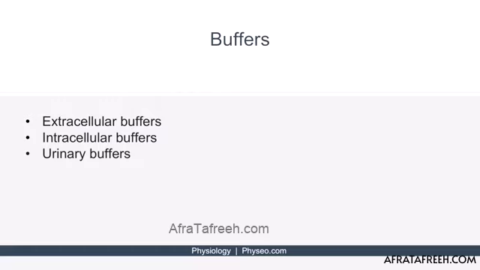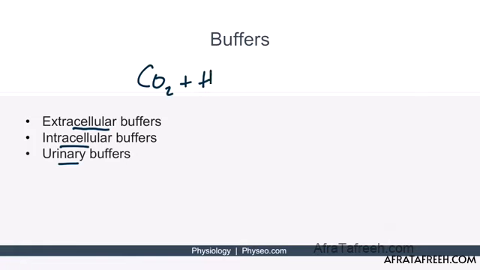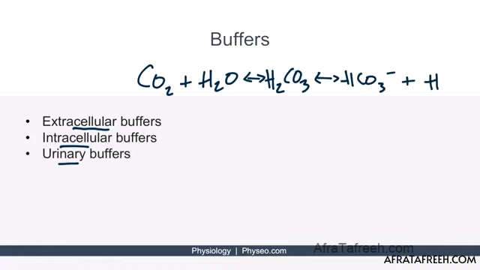There are three major buffer systems that you need to be aware of for Step 1, and they include extracellular, intracellular, and urinary buffers. The Henderson-Hasselbalch equation that we just discussed happens to be adjusted for determining the pH of the major extracellular buffer, carbon dioxide and bicarbonate. This may seem confusing, that carbon dioxide is the conjugate base of bicarbonate, but if you remember the equation, CO2 plus water forms carbonic acid, and then bicarbonate plus acid.